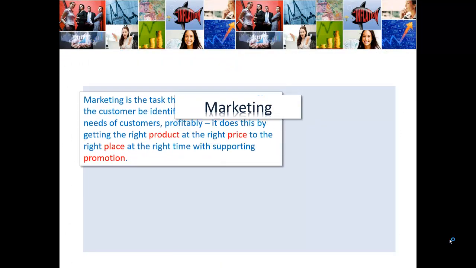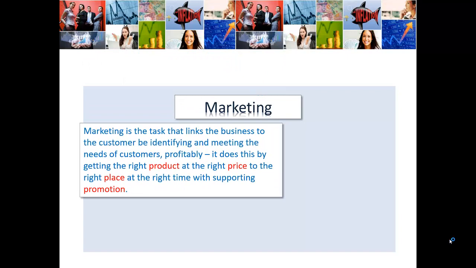Marketing, our definition. Marketing is a task that links the business to the customer, and it does so by identifying and meeting the needs of customers. And again, this has got to be done in a profitable way. To do this, marketing needs to get the right product at the right price, to the right place, at the right time, with promotion to support that.